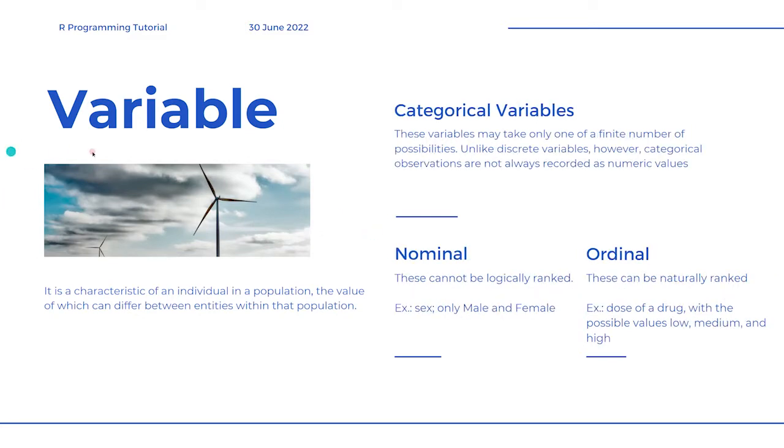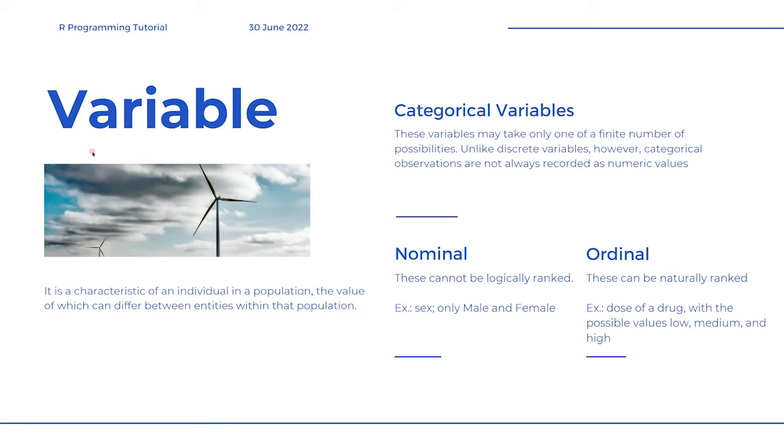Next, we have the categorical variables. It is also important to consider these variables. Like some discrete variables, categorical variables may take one of a finite number of possibilities. Unlike discrete variables, however, categorical observations are not always recorded as numerical values. They don't need to have numbers. There are two types of categorical variables. Those that cannot be logically ranked are called nominal. A good example of a categorical nominal variable is sex.